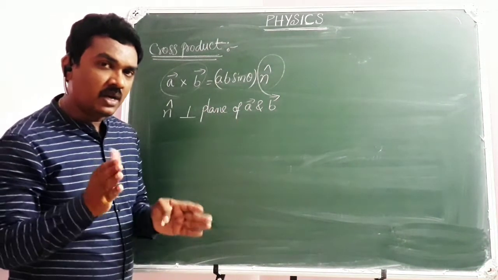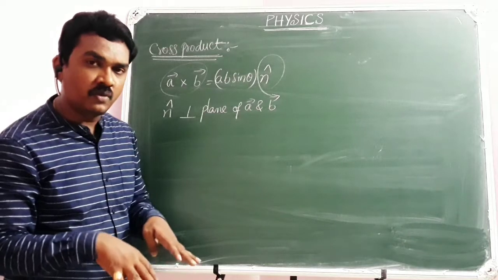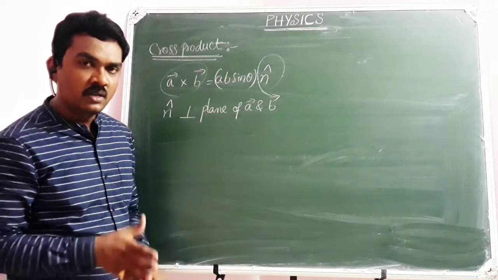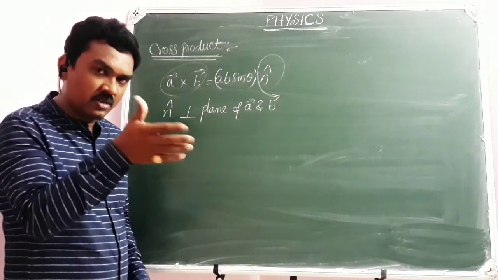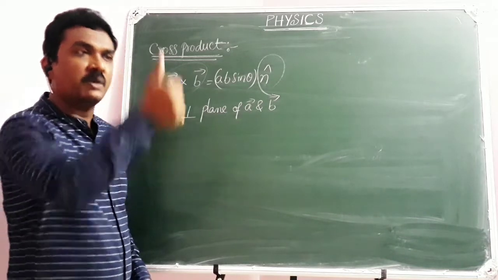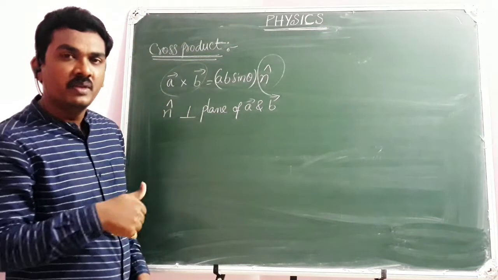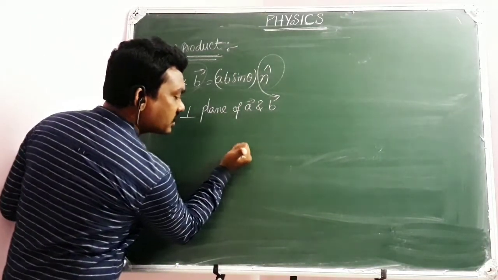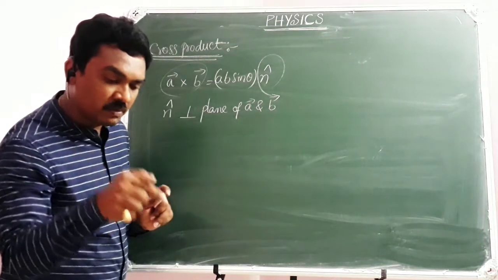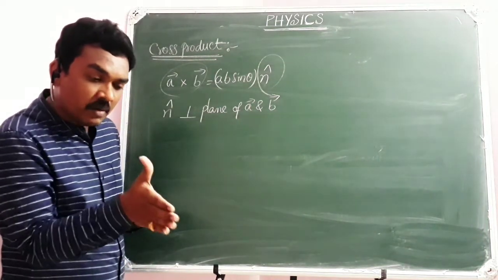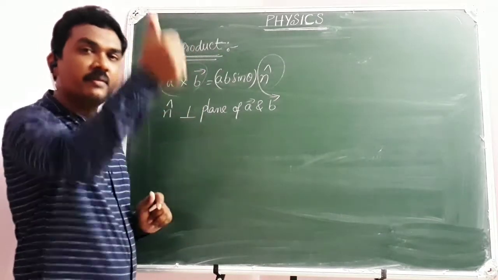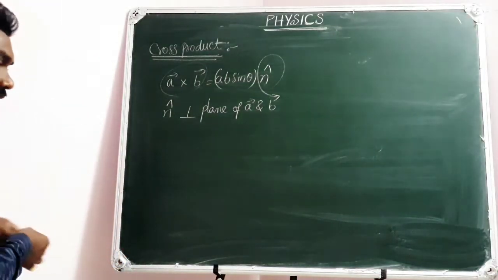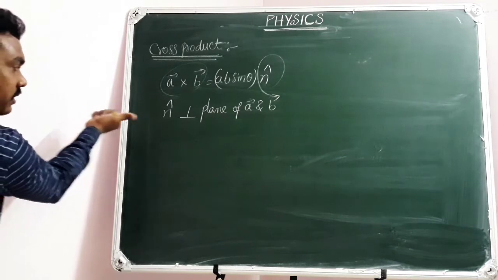For example, A bar and B bar are in the plane of the floor. On your floor there are A bar and B bar. You are trying to identify the direction of A bar cross B bar, then it is perpendicular to the plane of A bar and B bar. Earlier, when they were in the plane of the board, this was the direction of A bar cross B bar. But when they are in the plane of the floor, then A bar cross B bar will be in this way. For example, if they are in the plane of this wall, then A bar cross B bar will be in this way.